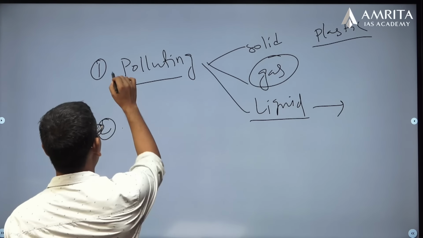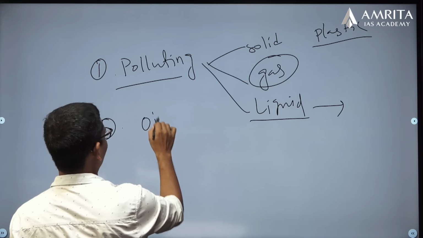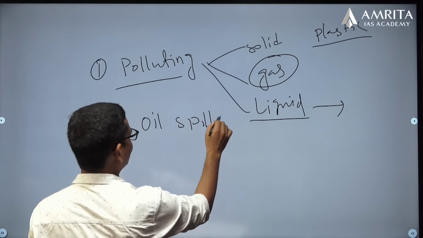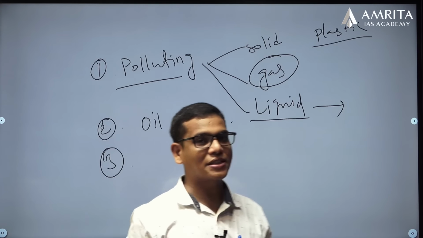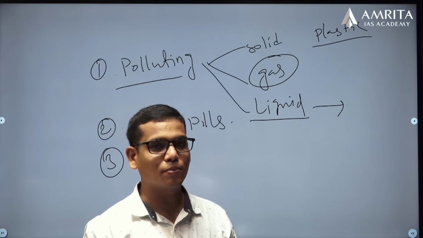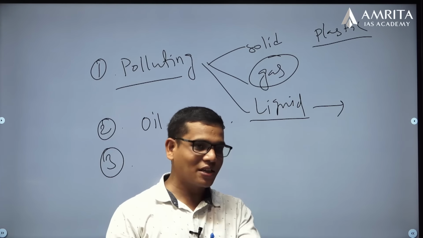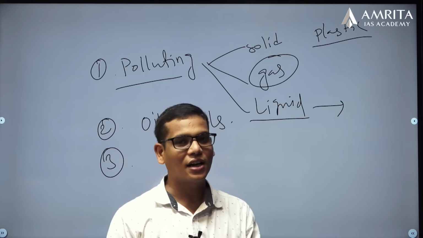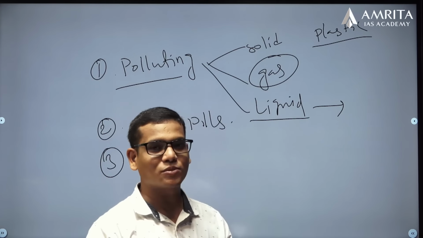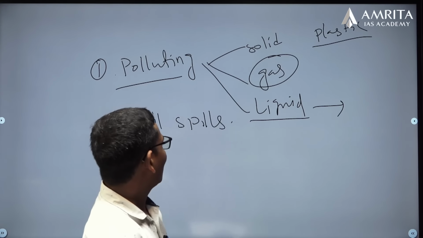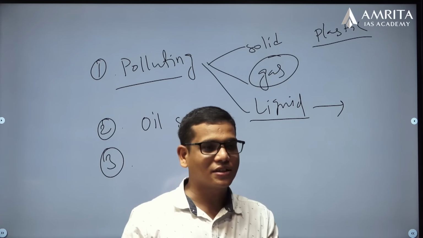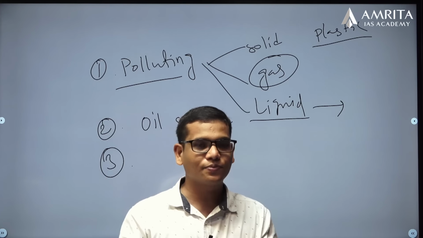Second one is oil spills, which is also one of the reasons that comes under liquid pollution, but still I am making it separate, because whenever oil spills happen, they have their own impact. It will stop the oxygen from entering the water, and that creates some sort of breathing problem to the animal forms, and that may lead to the death of some animals inside the ocean.